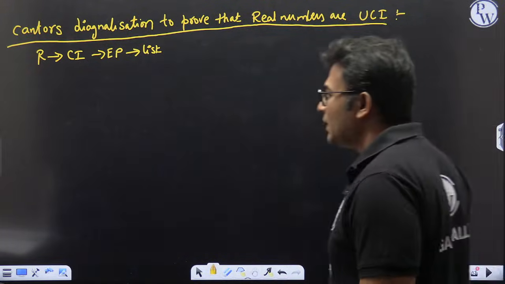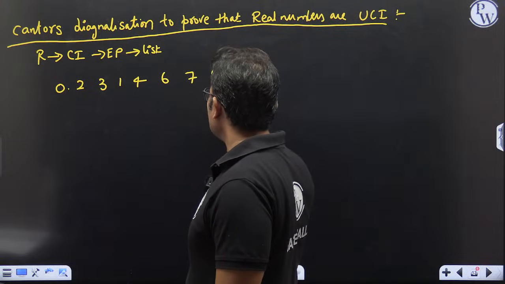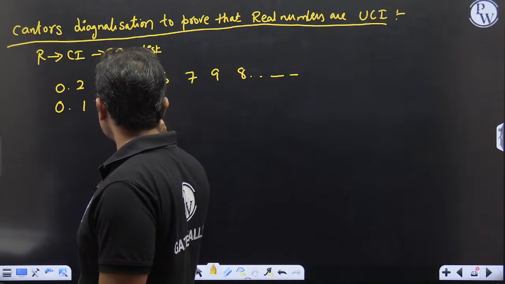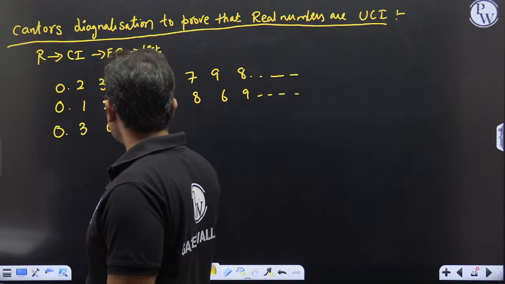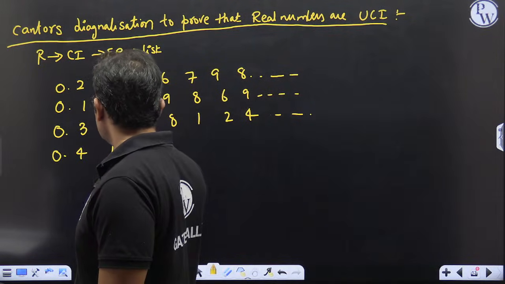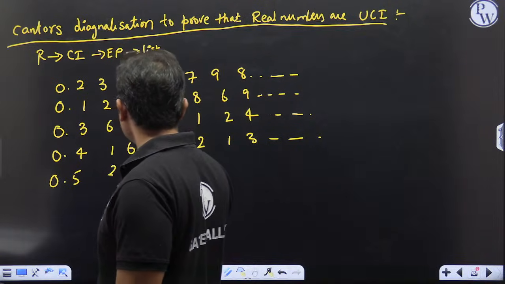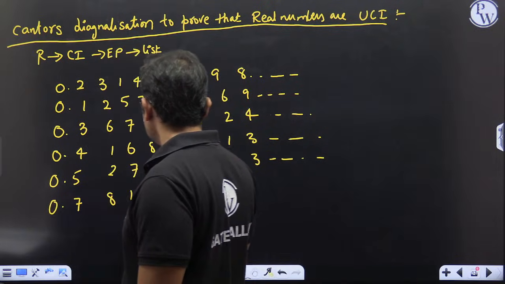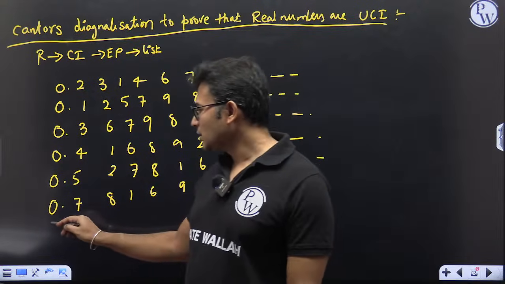So let us say you have given me a list, and the list is like this: 0.23146798, so on, and then 0.12579869, so on, and then 0.36798124, so on, and then 0.41689213, so on, and then 0.52781693, so on, and then 0.78169214, so on. So you have given me the entire list.